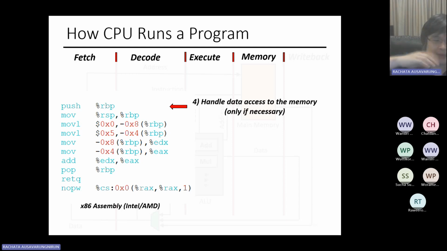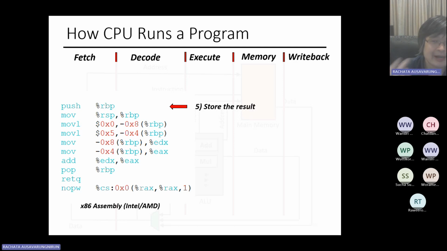Then there is the memory stage. If I have to handle things that access DRAM, I can do it now. And then the last step, wrapping things up.